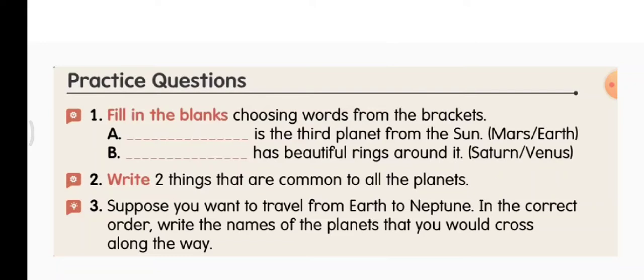Now the work which you have done in the notebook, where we wrote the names of the planets in order, will help you to answer this question. If you want to travel from Earth to Neptune, which planets would you cross along the way? Earth is the third planet. So from Earth, we will come across the planets in this order: Mars, Jupiter, Saturn, Uranus. Okay, so write Mars, Jupiter, Saturn, Uranus.